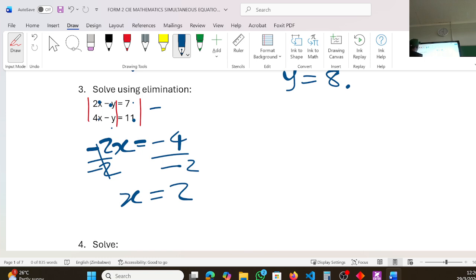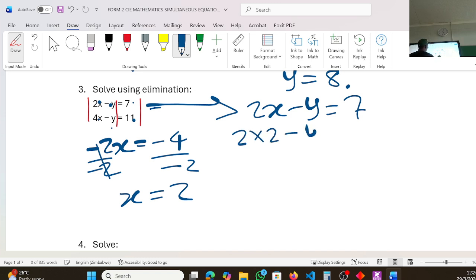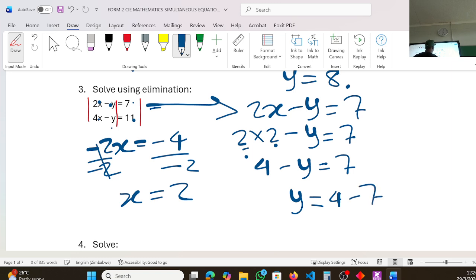Then I'll pick the first equation here, or any, but I think the first equally suffices. Because my x is known as 2, so 2 times 2 minus y gives us 7. When I simplify here, I get 4 minus y equal to 7. Therefore, my y is actually 4 minus 7. So y is actually negative 3.